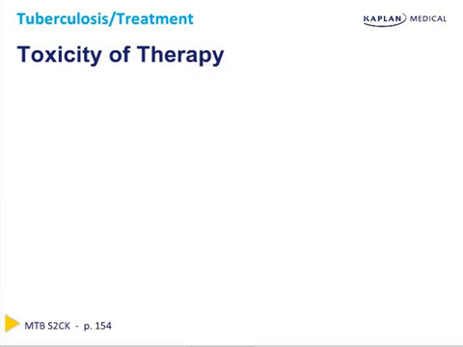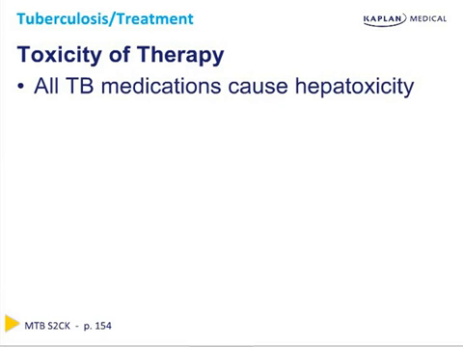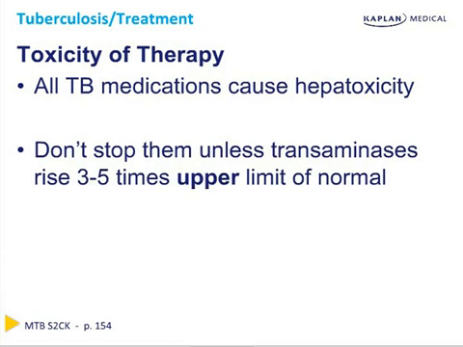For step 2, you should also be familiar with the toxicities of anti-TB therapy. All TB medications, including the 4 we've mentioned, cause hepatotoxicity. You should not stop them, however, unless the transaminases rise to 3 to 5 times the upper limit of normal. A slight bump does not necessitate cessation of anti-TB therapy.